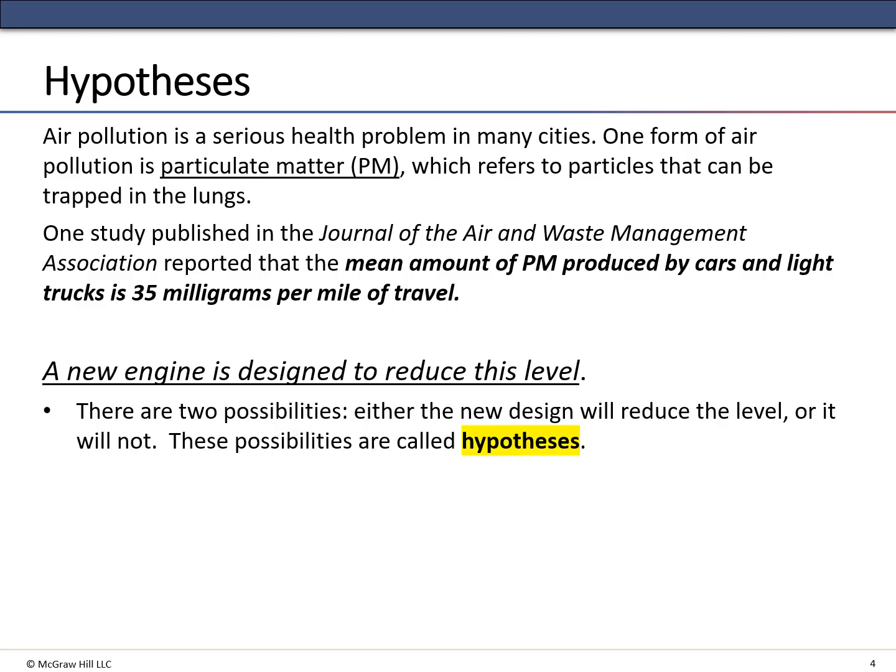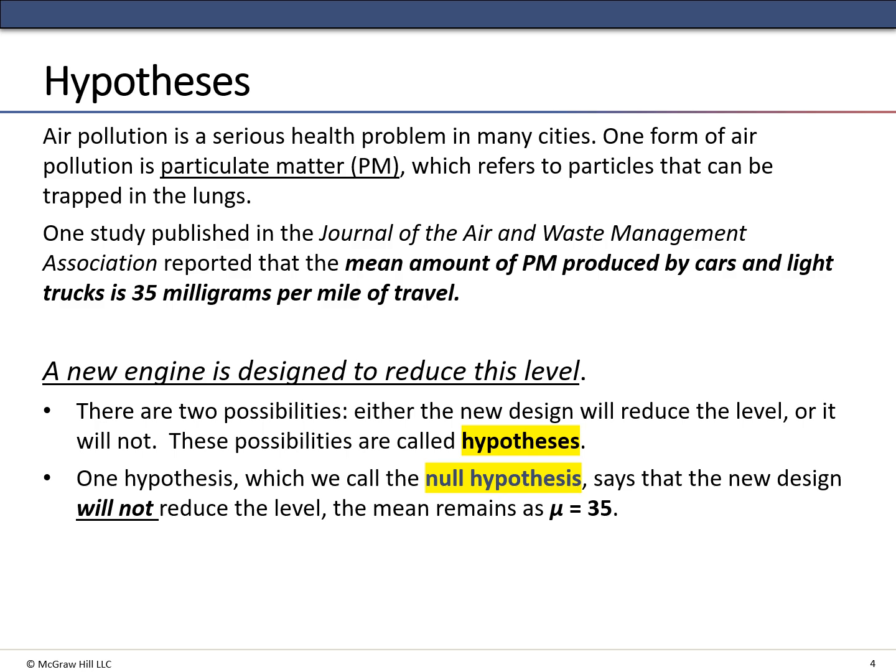There are two possibilities. Either the new design will reduce the level, or it will not. These possibilities are called the hypotheses. One hypothesis, which we call the null hypothesis, says that the new design will not reduce the level. The mean remains as mu equals 35. The null hypothesis is always stating that there is no change to whatever value you're looking at. In this case, we're looking at the mean, the average.